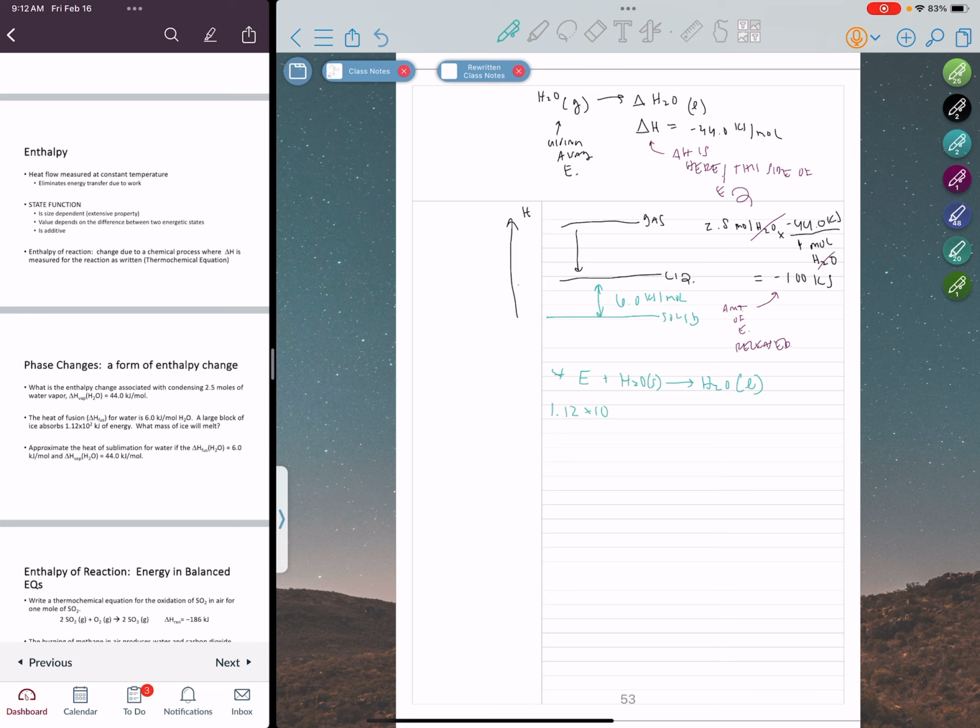I have a conversion factor, right? I've got 6.0 kilojoules per mole. That's maybe not the best starting point for a calculation. You also want to start with some measured value or unique number, right? But in this case, we're going to do the same kind of conversion. I know that how many kilojoules do I need to melt a mole of ice? 6.0, right? Positive 6.0.